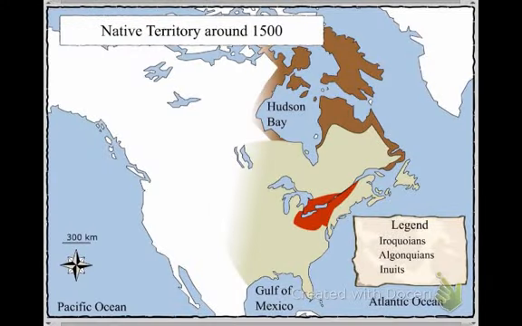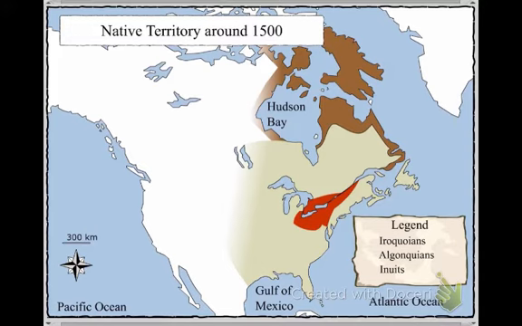Now, moving forward to the period just before the arrival of the Europeans, right around 1500, there were three main groups of native people that lived in the territory of present-day Quebec. They're the Algonquians, the Iroquois, and the Inuit.